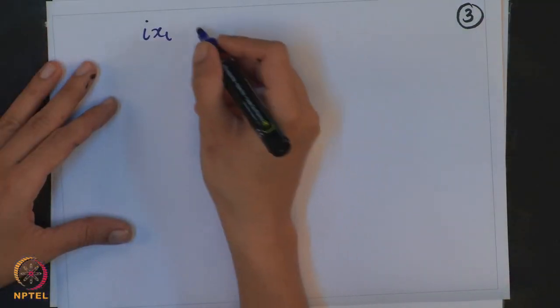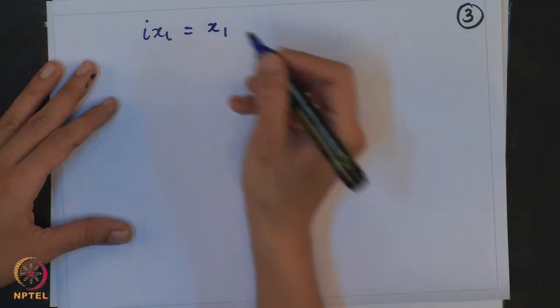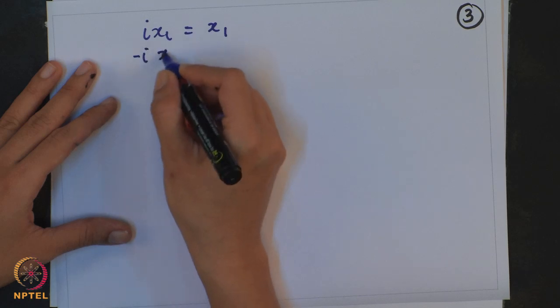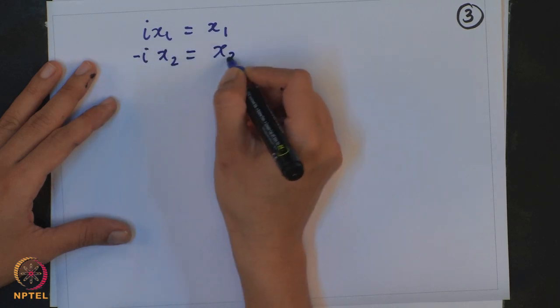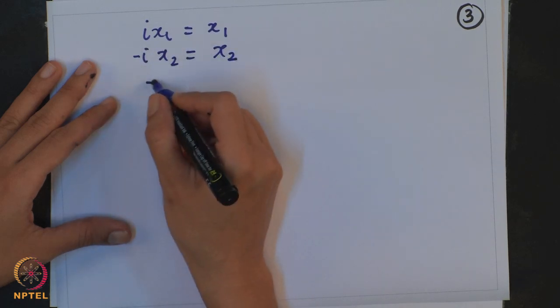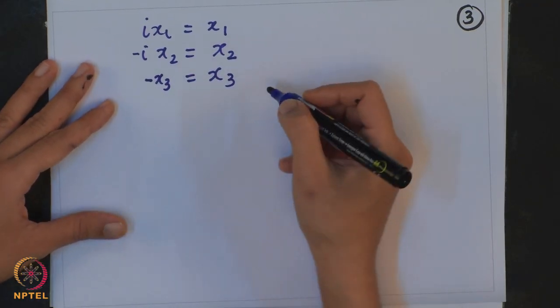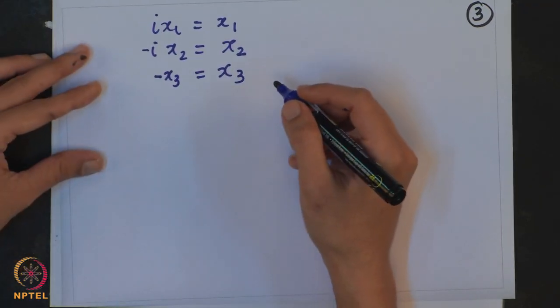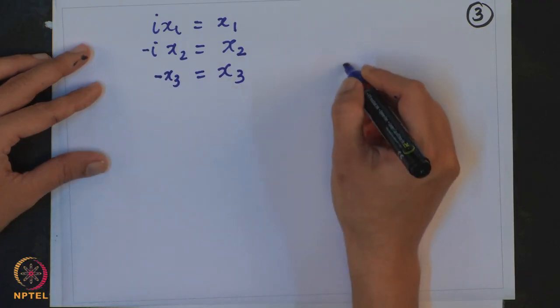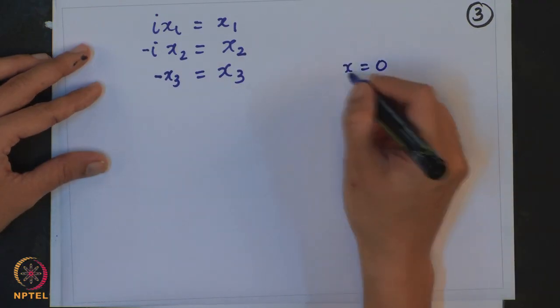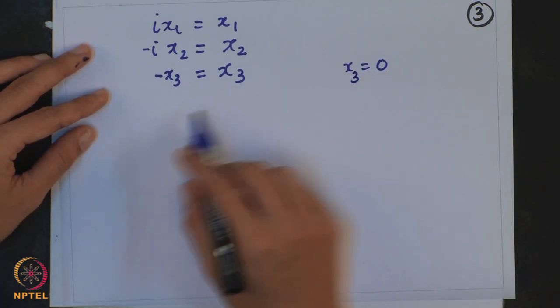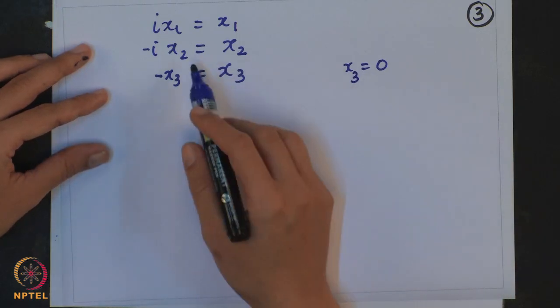Okay. You have here x1 times i equal to x1, minus i x2 equal to x2, and minus x3 equal to x3. You have to solve these three equations and get psi. So from here you can guess that x3 is equal to 0. This is the only possible answer.